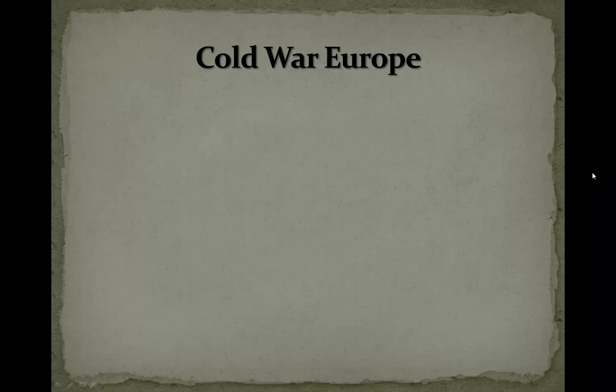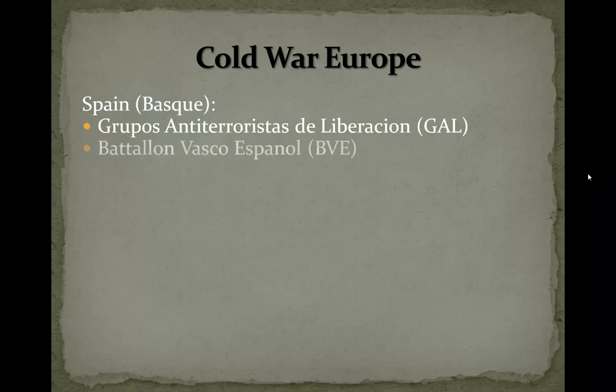opponents of the government. So if we look first at Europe during the Cold War, the most common examples were these kinds of right-wing groups that were at least connected to the government, if not directly operated by the government. In many cases, they were organized by military and police with the tacit support of the government.